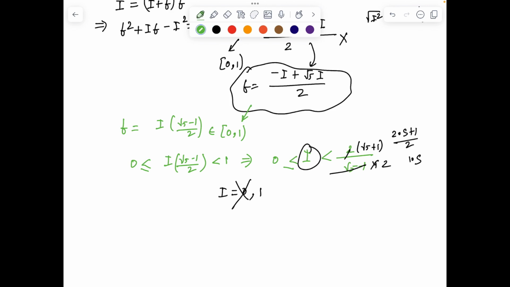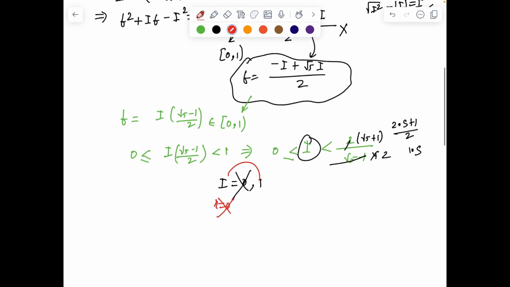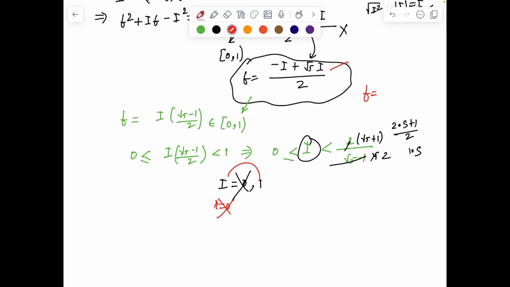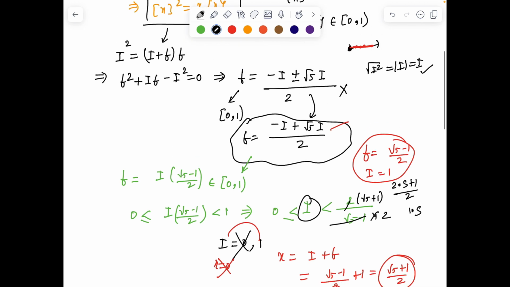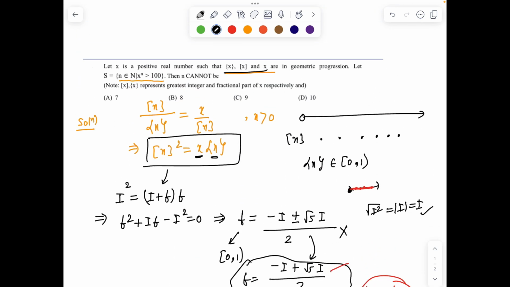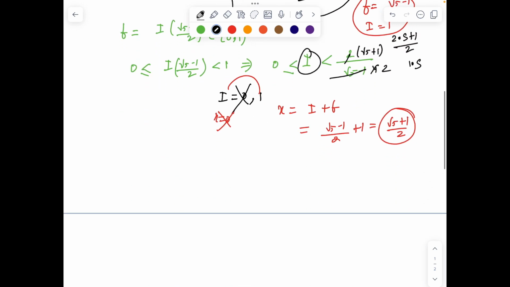Now I cannot be 0 because I equal to 0 makes the fractional part of x 0 and hence x 0. So that is already discarded. So the only possibility is I equal to 1. Now with I equal to 1, I'll get the fractional part as root 5 minus 1 by 2, and that gives the number x as I plus f, and this becomes root 5 minus 1 over 2 plus 1, which is root 5 plus 1 by 2. Okay, so we know there is a unique positive real number such that these three quantities will be in GP, and that x will be root 5 plus 1 by 2.